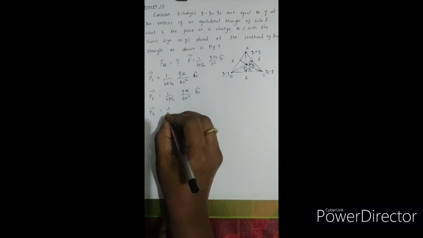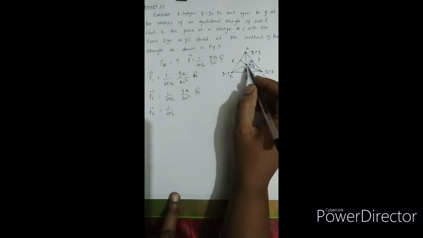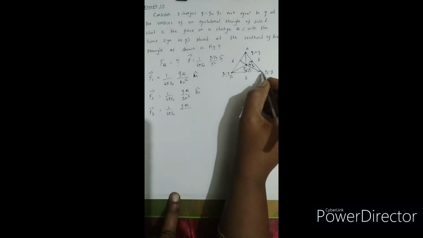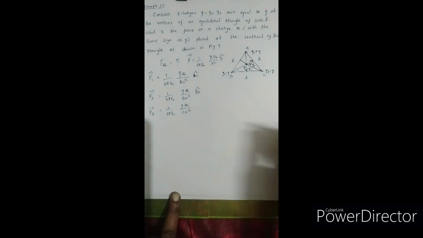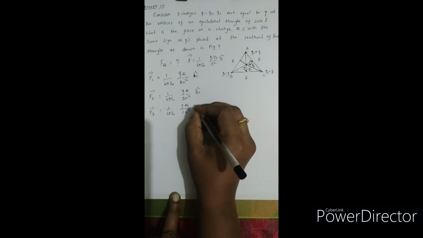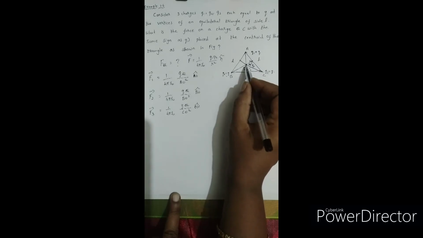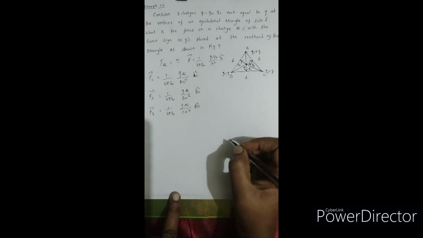That will be equal to 1 by 4 pi epsilon naught, again Q into capital Q divided by CO square, right? And the unit vector will be along CO unit cap. Okay. So see, this is also positive. This Q3 will repel this capital Q along this direction. So this is your F3. Okay, right? So this is your CO unit vector.